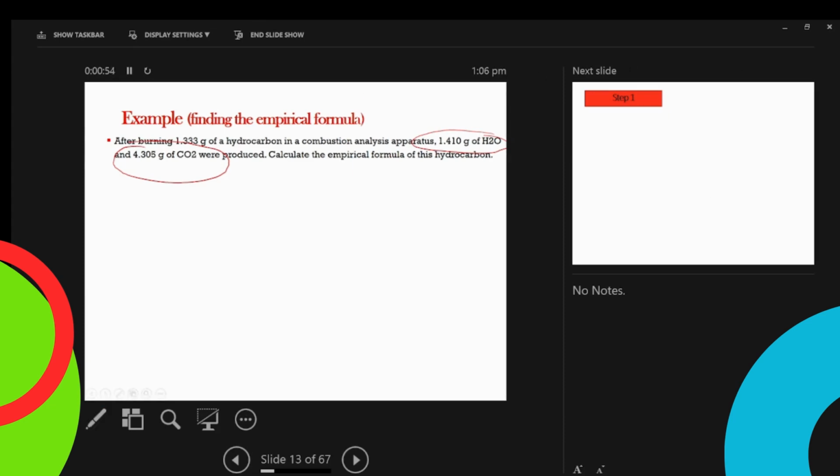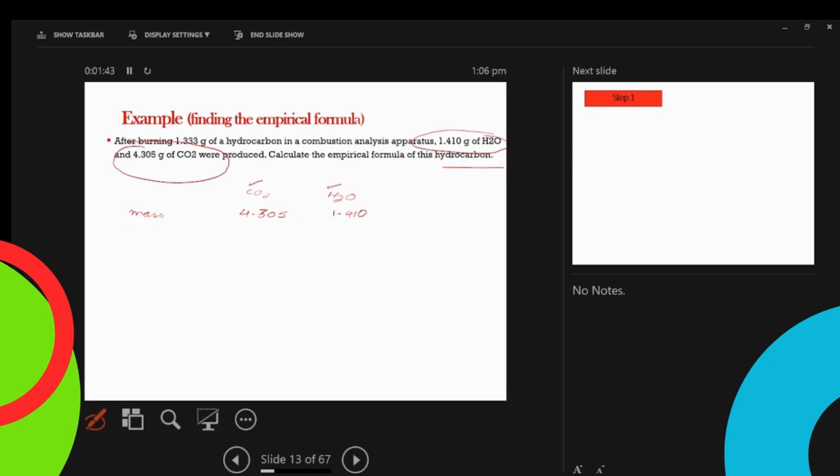This is the information that we require to solve our numerical. So let's solve it. Your very first step should be writing the mass. Let's write the mass of hydrogen and the mass of carbon. We use the masses of carbon dioxide and water, because we have to find the formula of the hydrocarbon, where we need only carbon and only hydrogen. Oxygen is not going to be included. So let's write their masses: for carbon dioxide we have 4.305, and for water we have 1.410.